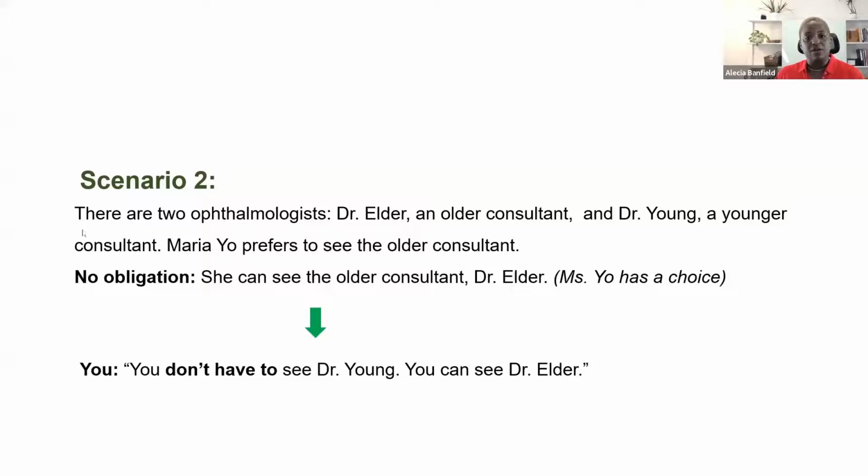But we go on now to scenario two. However, there are two ophthalmologists she can see. There's Dr. Elder, an older consultant, and Dr. Young, a younger consultant. Maria Yo prefers to see the older consultant. She has a choice. She can see either one. You say, you don't have to see Dr. Young. You can see Dr. Elder. By saying you don't have to, you're telling her that, in fact, she has a choice.